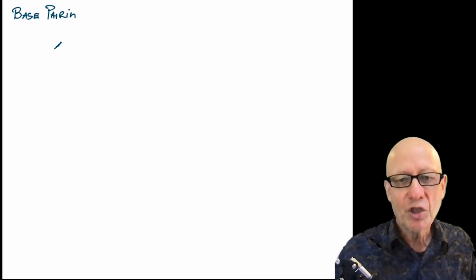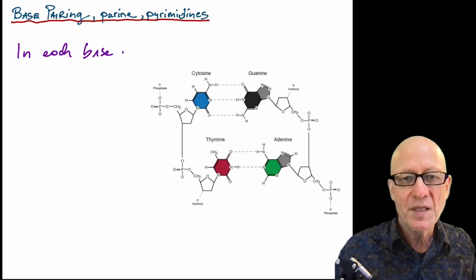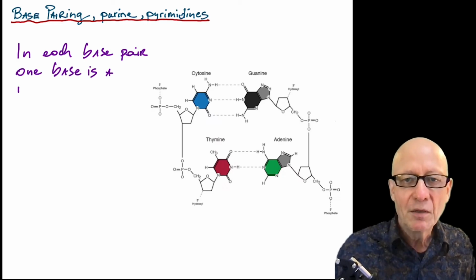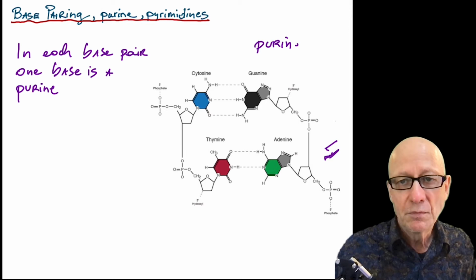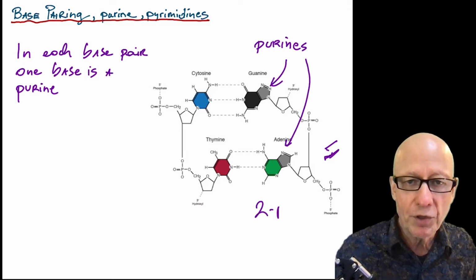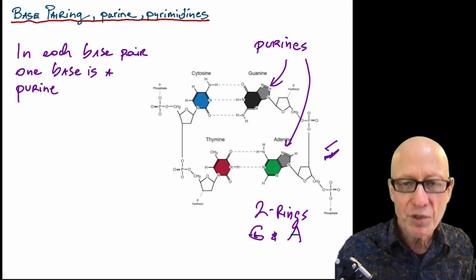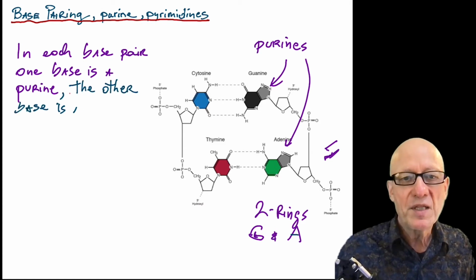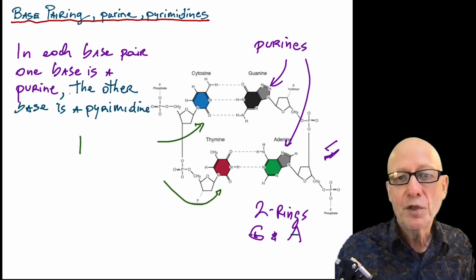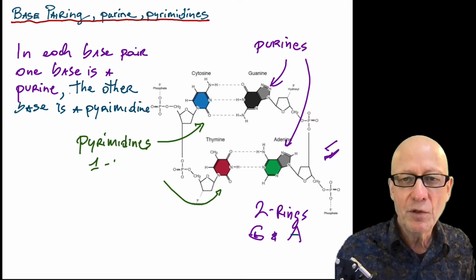Let's consider the concept of base pairing, purines and pyrimidines. In each base pair, one base is a purine. Here are the two purines in this DNA molecule, guanine and adenine. You can tell they are purines because of their double ring structure. The other base is a pyrimidine. Here are the two DNA pyrimidines, cytosine and thymine, identifiable by their single ring structure.